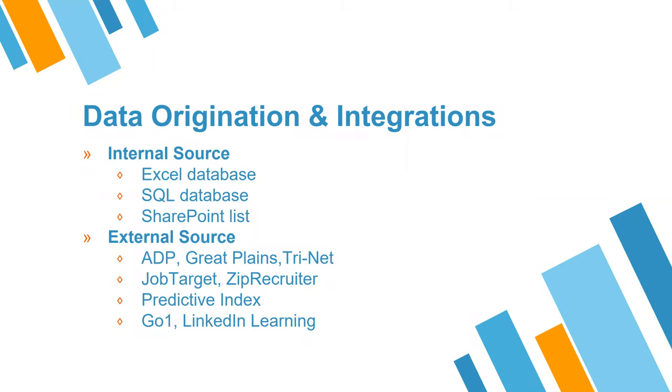So you'll notice here it also says JobTarget, ZipRecruiter. That's for recruiting. It's a way for the data in Lanteria to go out to a vendor who will publicize your job openings across many job boards. Predictive Index, that's a site where you take what I'll call a skills or personality assessment, and then that can come into Lanteria. We have an integration with that. GoOne, LinkedIn Learning, those are our learning management integrations.